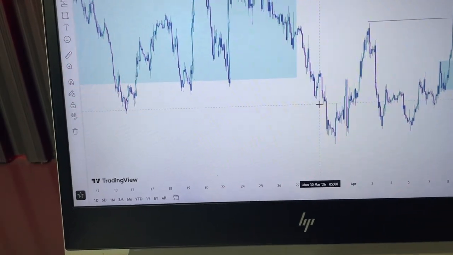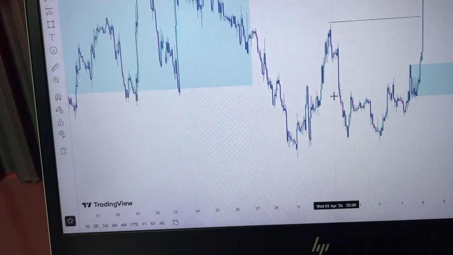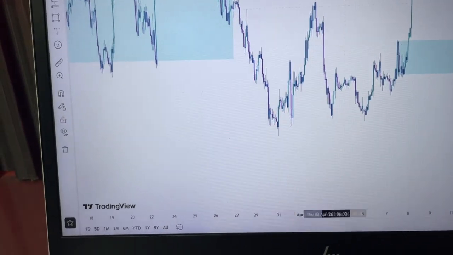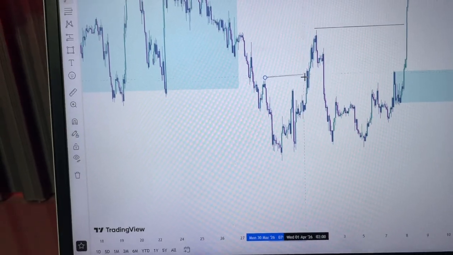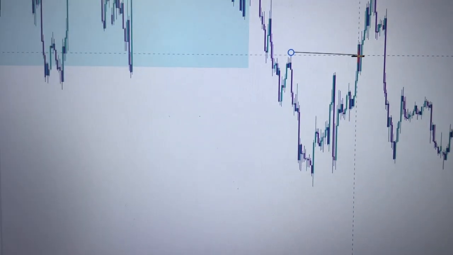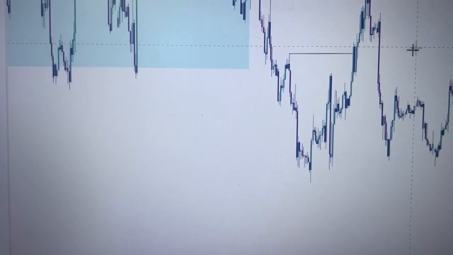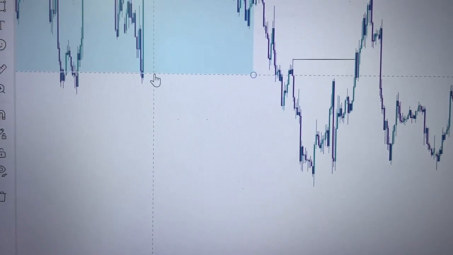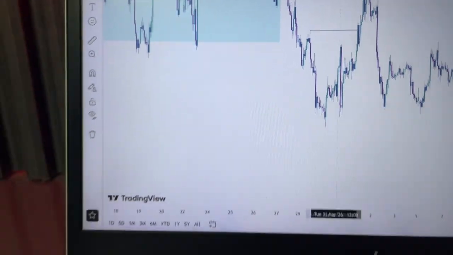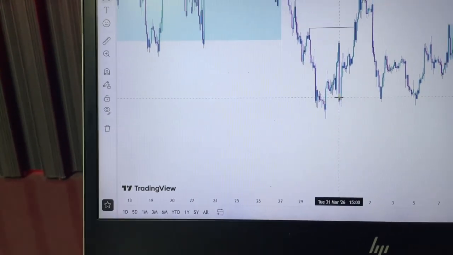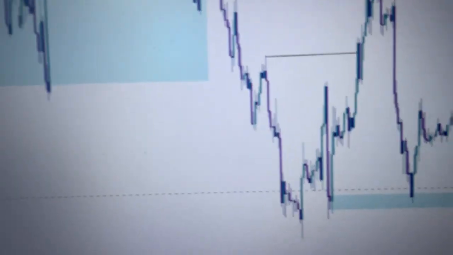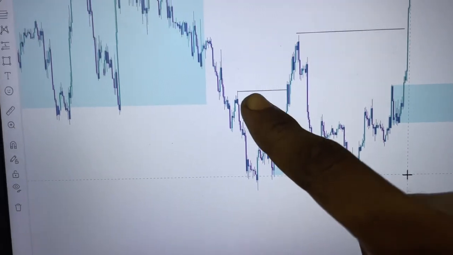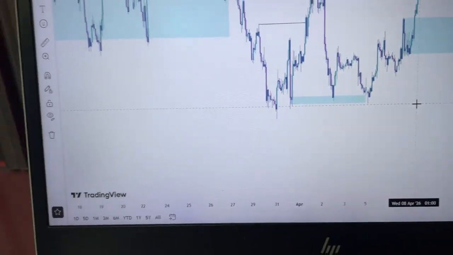So coming to the present season, look at what has happened. Price gave a market structure shift from here, from this particular zone, indicating that there are buyers in the market. As you can see, I'm trying to manage this mouse, I won't lie. So this is the market structure shift, and this is the demand zone of that market structure shift. This is where the market structure shift happened.